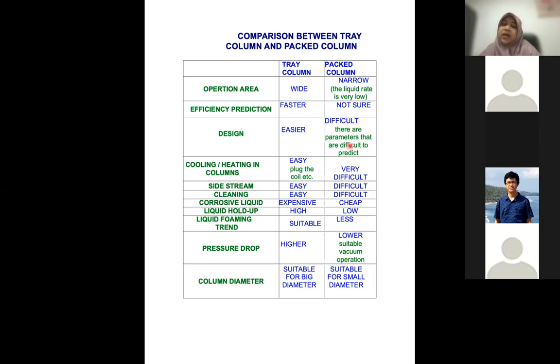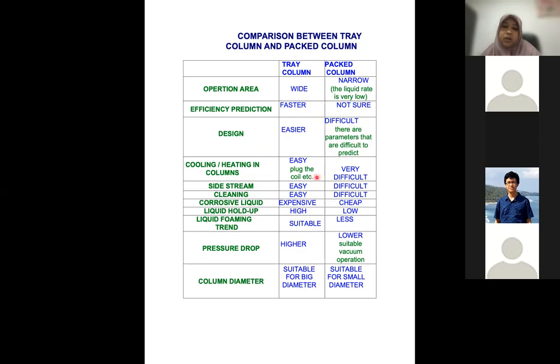Because in equilibrium, there is a lot of data on vapor liquid equilibrium, but not much data on the mass transport for gas and liquid. And even if we don't have the data, then of course it's going to be very difficult.